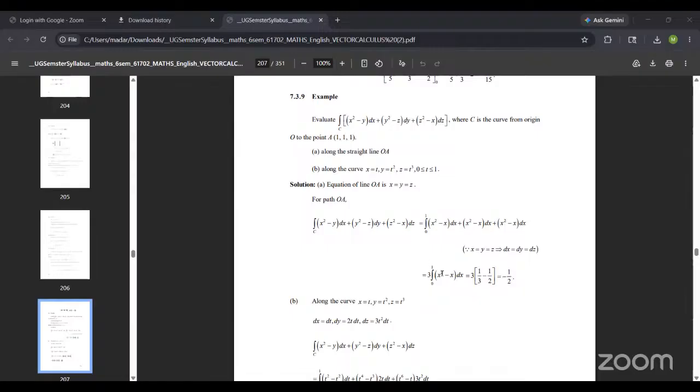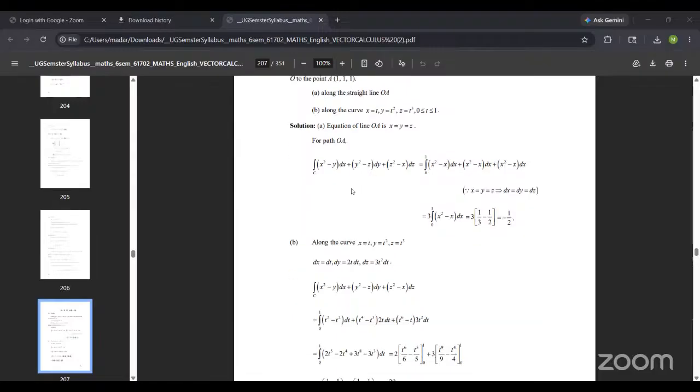So we are getting dx equal to dy equal to dz, and in the same way, in place of y we have to substitute x and in place of z also we have to substitute x. So finally we are getting 3 into the integral from 0 to 1 of x square minus x into dx. Then after simplification we are getting minus 1.